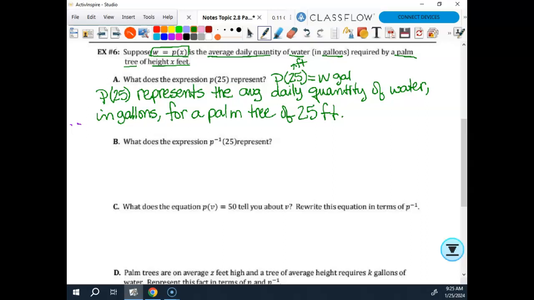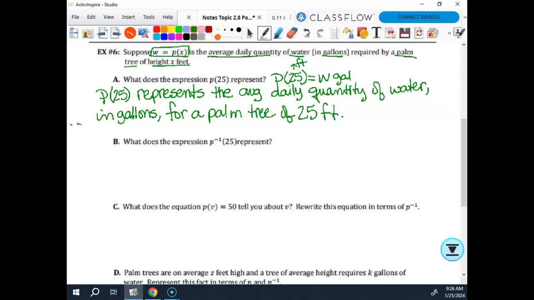But what you do have to have, if you put it in your own words, is you have to have the P of 25, make sure you say average daily quantity of water, make sure you say gallons, make sure you say palm tree, and the height with the units. But if your words were mixed around a little bit, that'd be fine. Okay? Everybody okay with that?